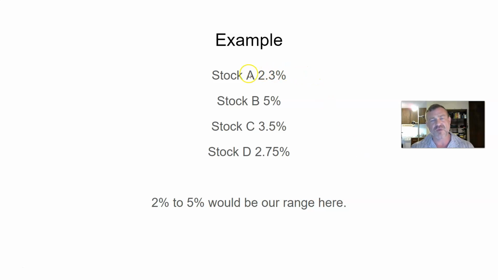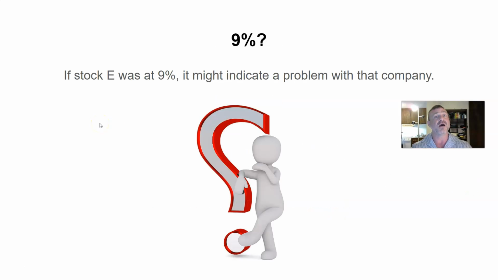For example, we have 4 stocks here with 2.3%, 5%, 3.5%, and stock D coming in at 2.75%. You can see that the range here would be 2% to 5%. But now stock E shows up giving a 9% dividend yield. It might indicate a problem with that company.